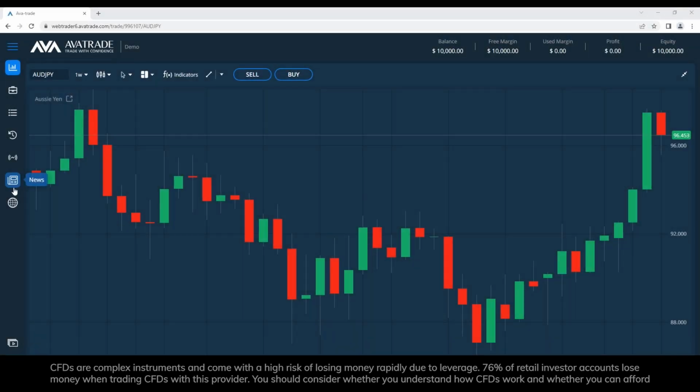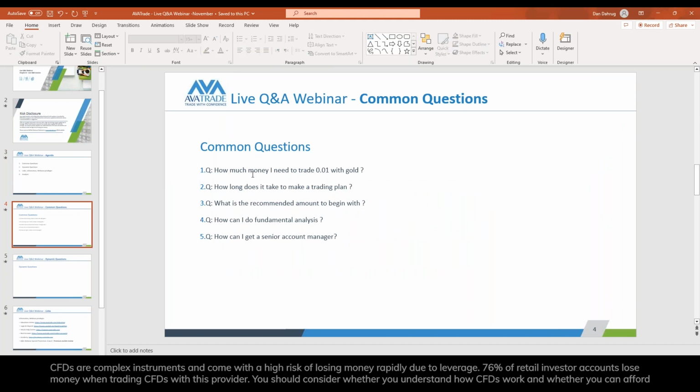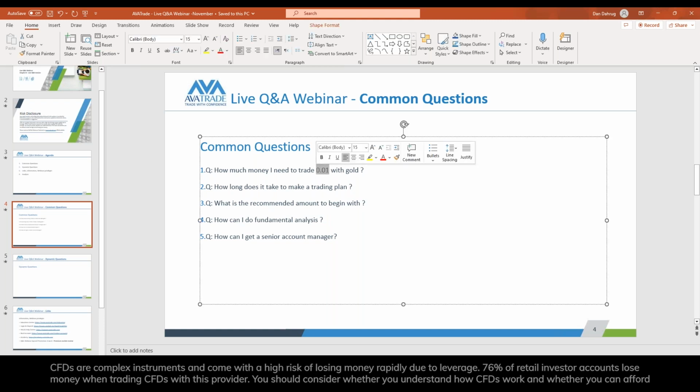Okay, everything seems in place, so that means that we are ready to start. We will start, like I said, with the common questions that we have received. All right, so the first question: how much money do I need to trade 0.01 with gold? I guess this question is referring to the lot size, which stands for 1 unit with gold. How long does it take to make a trading plan? What is the recommended amount to begin with? How can I do fundamental analysis? How can I get a senior account manager? This is again a question that is very easy to answer. Let's begin with the first.